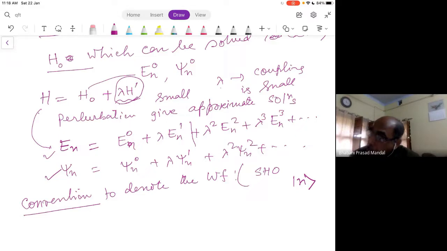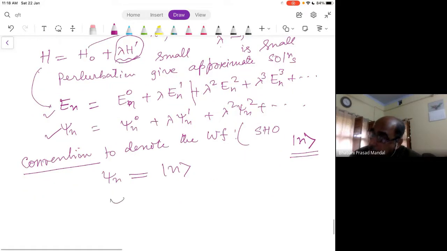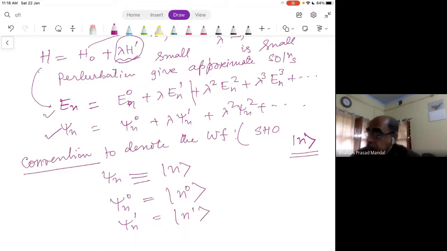We'll now write in this notation because we have to write bigger equations. So your psi n will be denoted by this ket. And psi n 0 will be denoted by n 0. If you have psi n 1, it is denoted by n 1, not prime. This is called the first order correction to the energy eigenvalues. This is the first order correction to the wave function. This is the second order correction to the energy eigenvalues. This is the second order correction to the wave function.